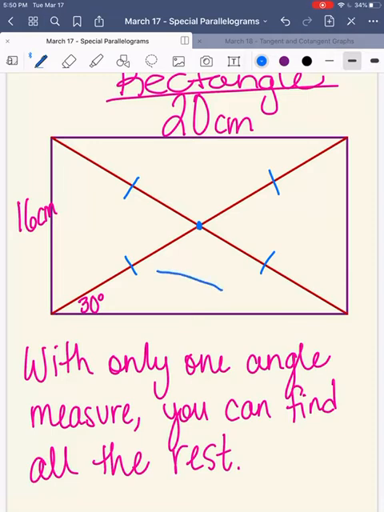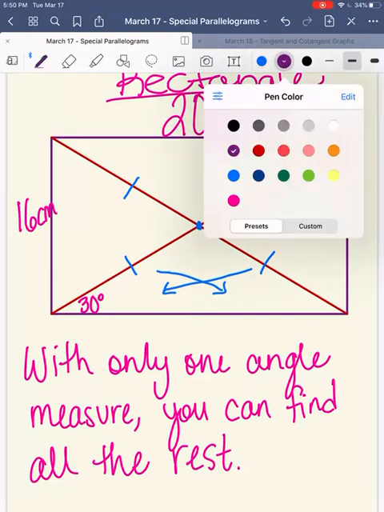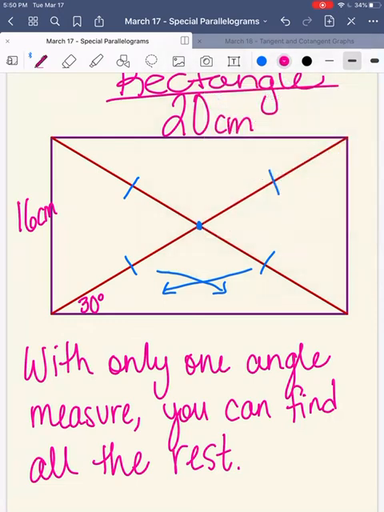And then y'all remember how I taught you isosceles triangles? I suggested we draw arrows to help us. So that means, if I can get my pink, that this angle down here is also 30 degrees. Is that clear? Okay, now, I hope you can see this, but there's some symmetry here.